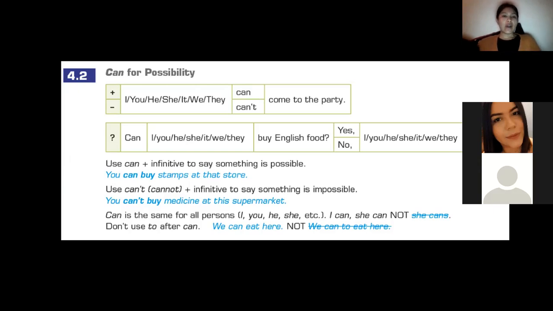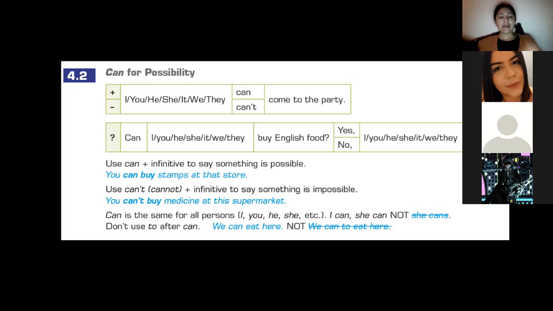Entonces, si yo digo I can fly, I'm not gonna say I can flying, or I can float, or I can flew. It's gonna be fly, always. Same happens with buy, or with other verbs. So when we have can, it is always accompanied by, or next to, an infinitive verb. So you can buy stamps at the store.